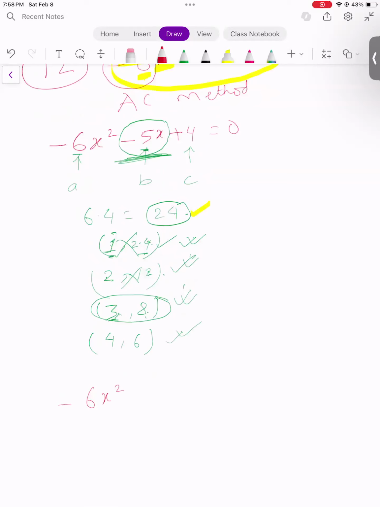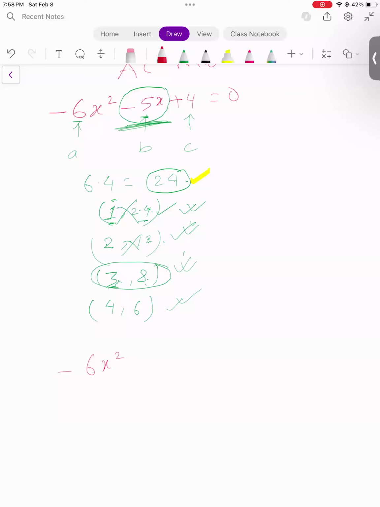Now how can we rewrite negative 5x using 3 and 8? You are rewriting negative 5x using the coefficients 3 and 8. How do you do that?